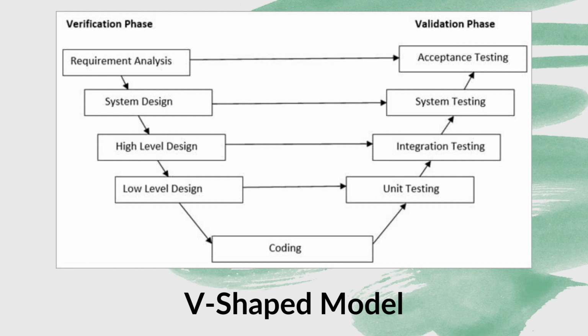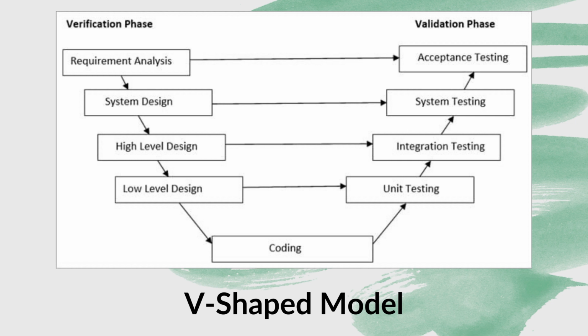Next is the high-level design. High-level design defines the architecture or design of modules. It defines the functionality between the two modules. Then goes to the low-level design. Low-level design defines the architecture or design of individual components. Then go to the coding. Code development is done in this phase.